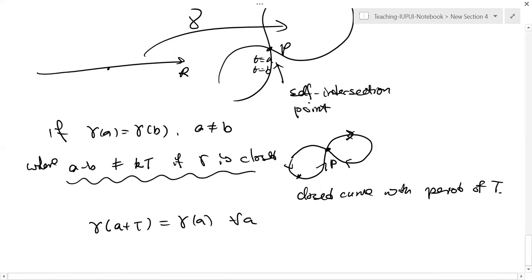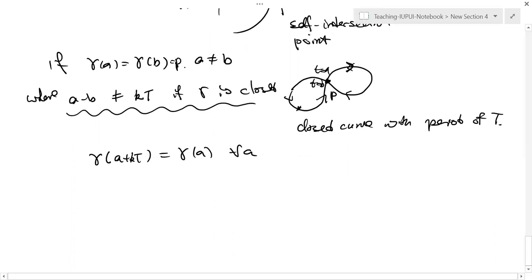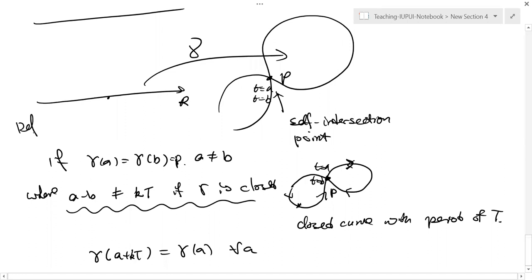If I do not put this restriction, then you can put any k here, and this is always true. So I want to make sure b is not of the form a plus kT, and that really tells you P is a self-intersection point. Sometimes we forget this part. You say for two different values a and b, gamma a equals gamma b, therefore this is a self-intersection point. But that's not exact: if it's a periodic function, then by this definition every point on the curve is a self-intersection. We want to exclude that case. I'm just trying to explain the definition to you.